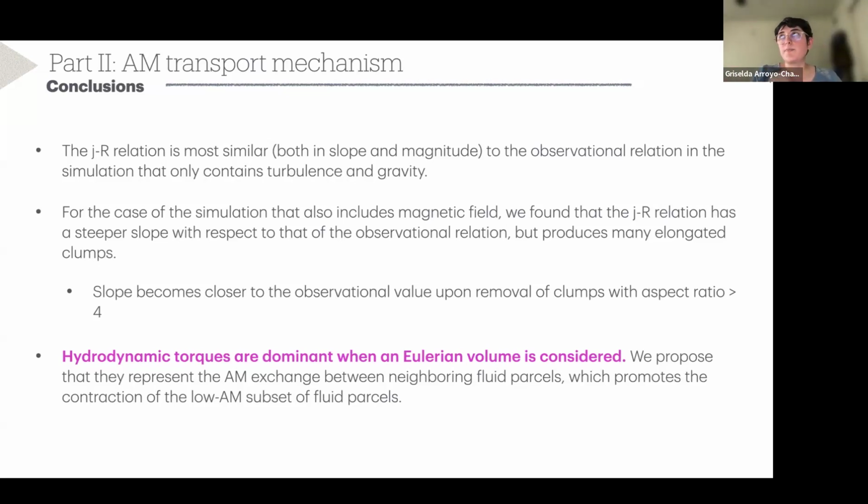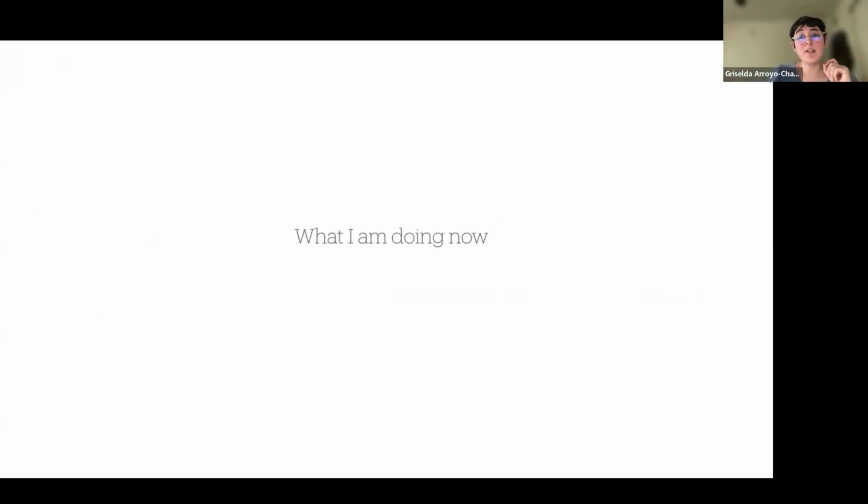which is not a new solution. Larson, I think in the 70s, proposed turbulent viscosity as a possible solution to the angular momentum problem. But then he discarded it because he said there was not enough turbulence in clouds to support this mechanism. So at the end, we are bringing back this possible solution.